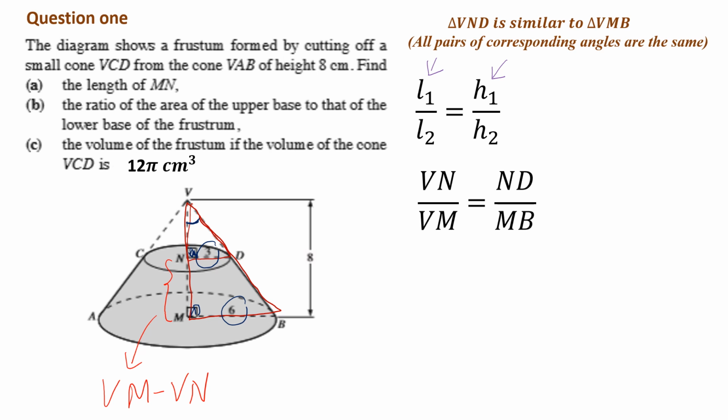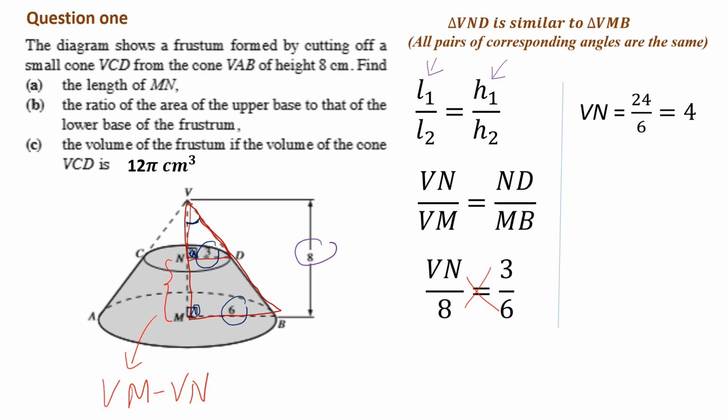So with these two ratios, let's substitute in the data. VM is given to be 8 centimeters, ND is 3, and MB is 6. So we can just do a simple cross multiply to find your VN, which is 24 divided by 6, giving you 4 centimeters. Therefore MN will just be 8 minus 4, which gives you 4 centimeters.